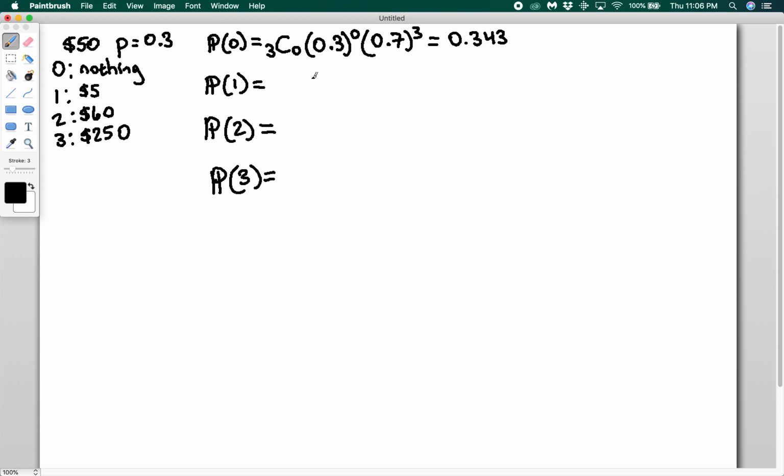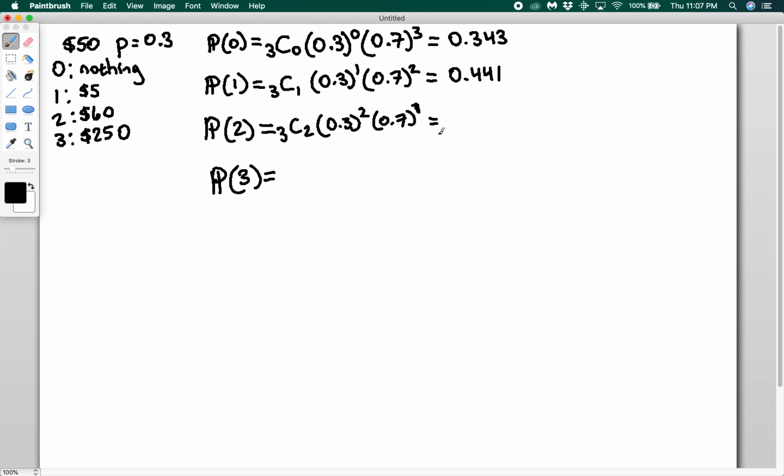For getting 1, we have 0.3, we get 1 basket in, we miss 2 baskets. How many ways can we arrange that? It's going to be 3 choose 1, or you can do 3 choose 2, it's going to be the same thing. That's going to be equal to 0.441. Next, we have 3 choose 2 times 0.3 squared times 0.7 to the first, and that's going to be equal to 0.189.